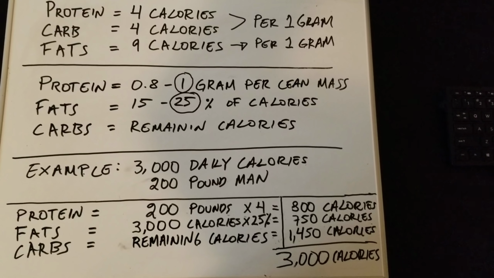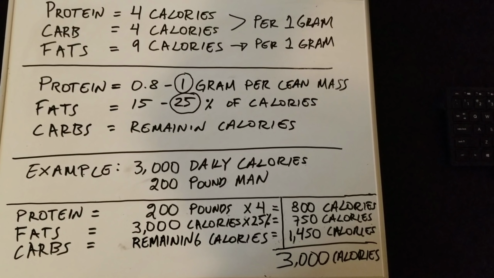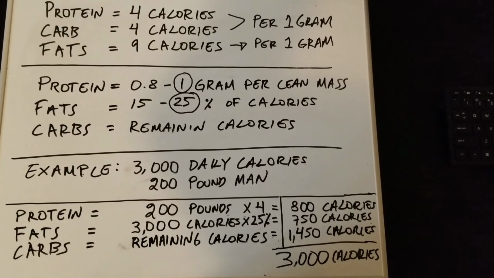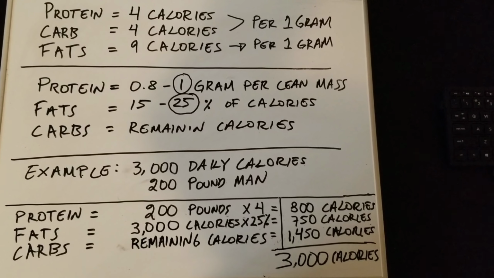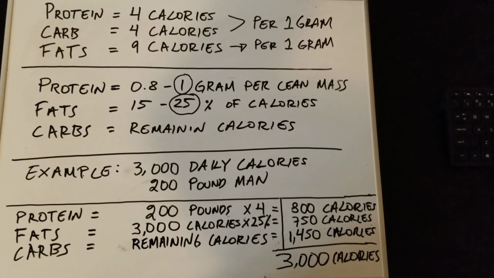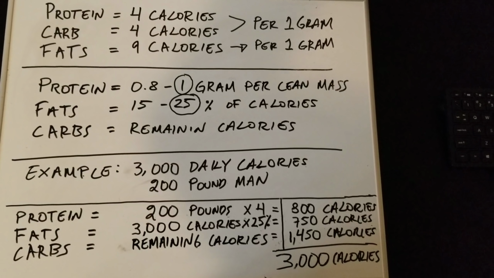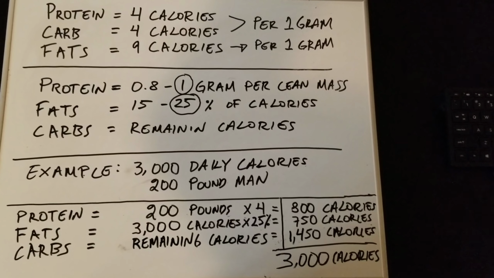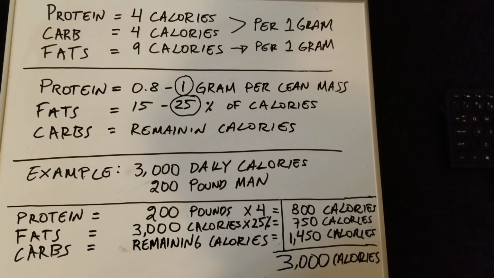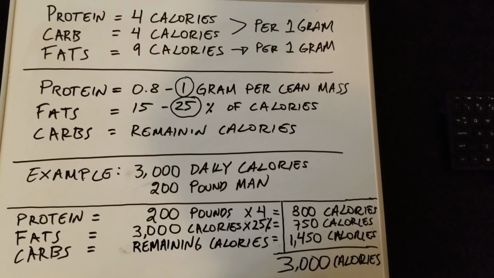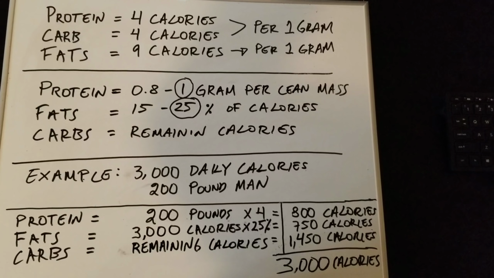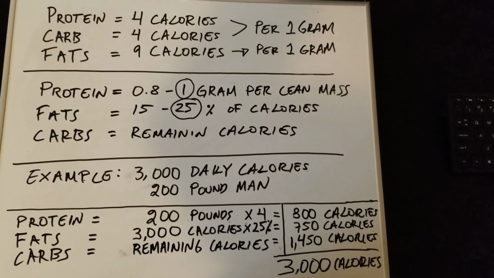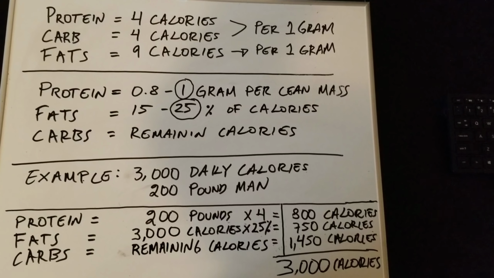For this example, we have a 200-pound man with a total daily caloric deficit of 3,000 calories per day. So for protein, you're going to want to consume between 0.8 to 1 gram per pound of lean body mass. To keep it simple, we're going to use 1 gram per pound of body weight. So if this person weighs 200 pounds, we multiply that by 1. That's 200. 200 times 4, because each gram of protein is 4 calories. That gives us a total of 800 calories in protein that this person needs per day.